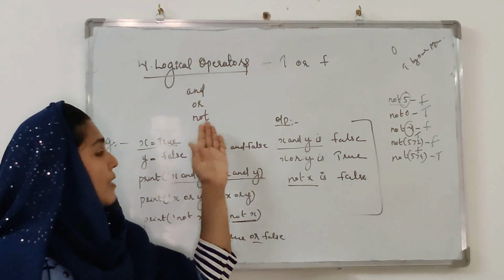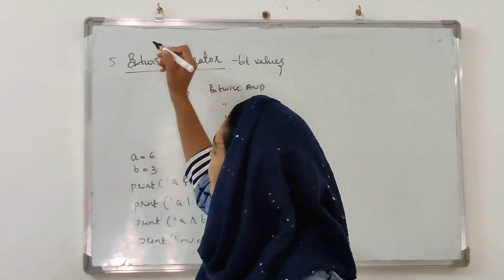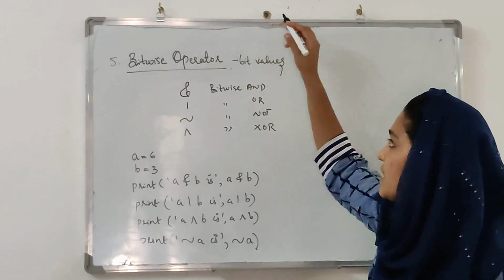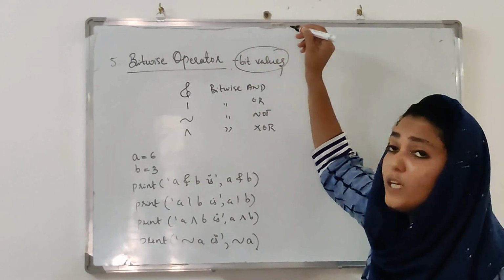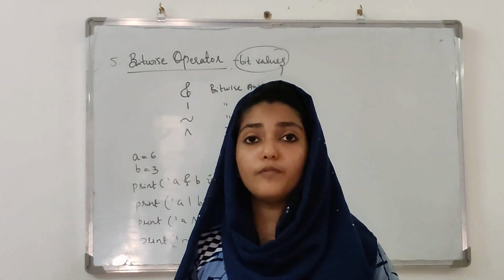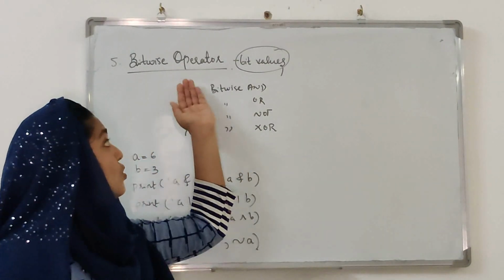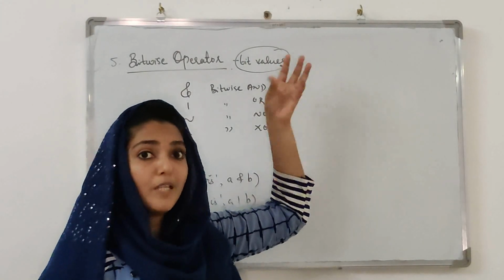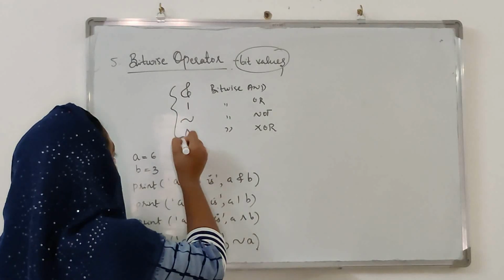And, or, and not. Now, the last type of binary operators are bitwise operators. Bitwise operators means it always performs the operation on the bit values. We already studied how to find out the binary of a particular number. Then the bitwise operator will perform the operation on the bit values only. Now look at what all are the four bitwise operators.